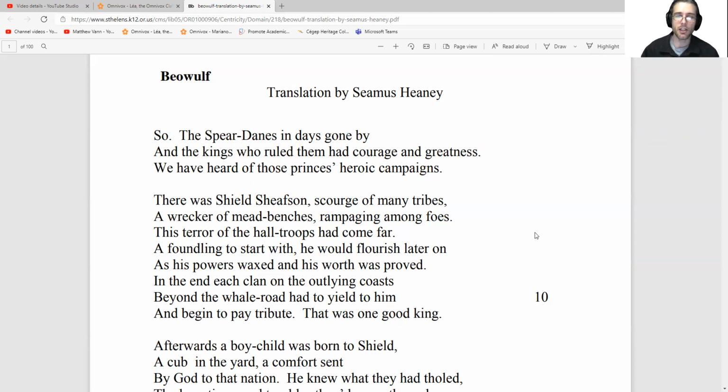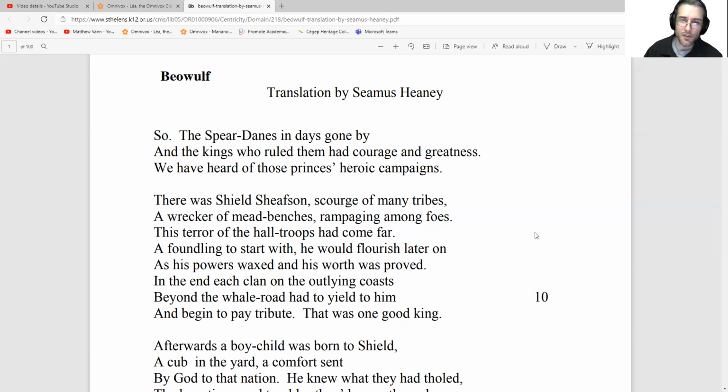So, the Speardanes in days gone by, and the kings who ruled them had courage and greatness. We have heard of those princes' heroic campaigns. So already from the outset here, I've identified a few central subjects, that there's something about war, conflict, heroism, glory, and courage. We get the sense that the culture that is going to be telling the story, as framed by those first three lines, is going to be concerned with an exploration of those concepts. So as we look through the rest of the story and begin to trace those already identified subjects, we can think, what is this story trying to say about glory, honor, heroism, leadership, kings, and the like?